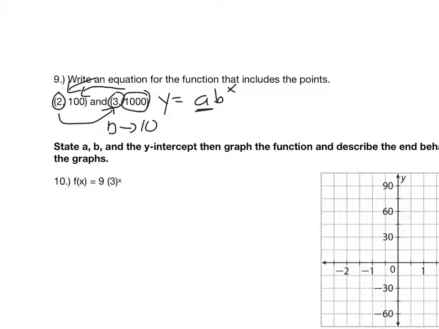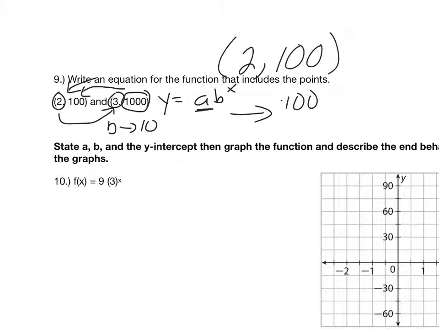So what I could do is I could go ahead and plug 2, 100 into this formula, and that'll help me find a. Here's what I mean by that. So the ordered pair again is 2, 100, which y represents 100 and x represents 2. So I'm just substituting those into my exponential formula. So it'd be 100 equals a. We don't know a yet. That's what we're trying to solve for.